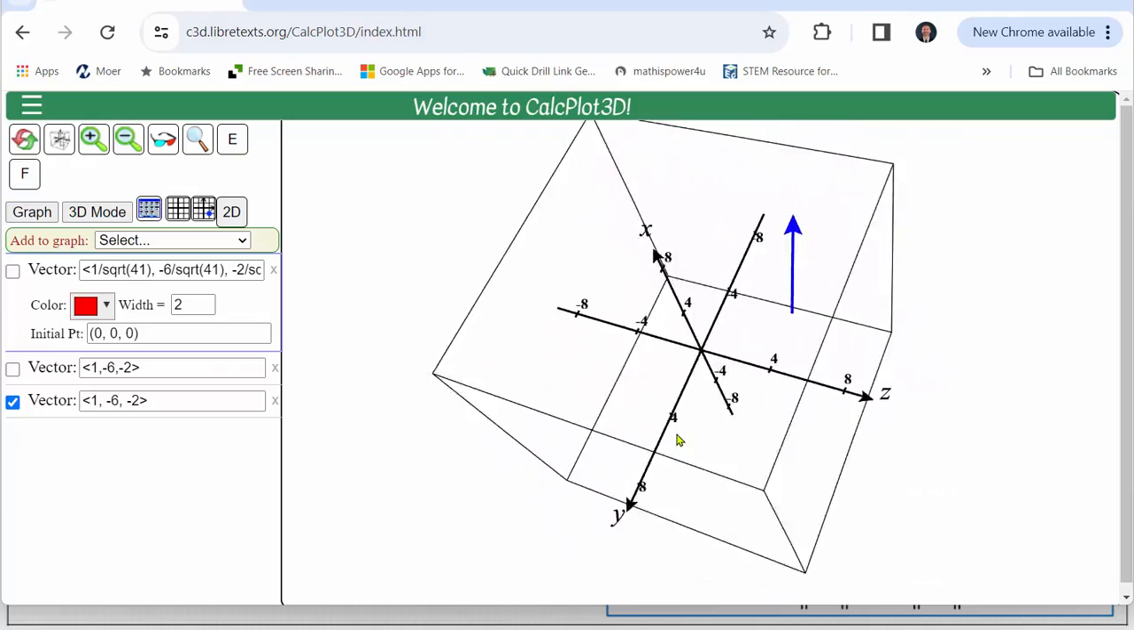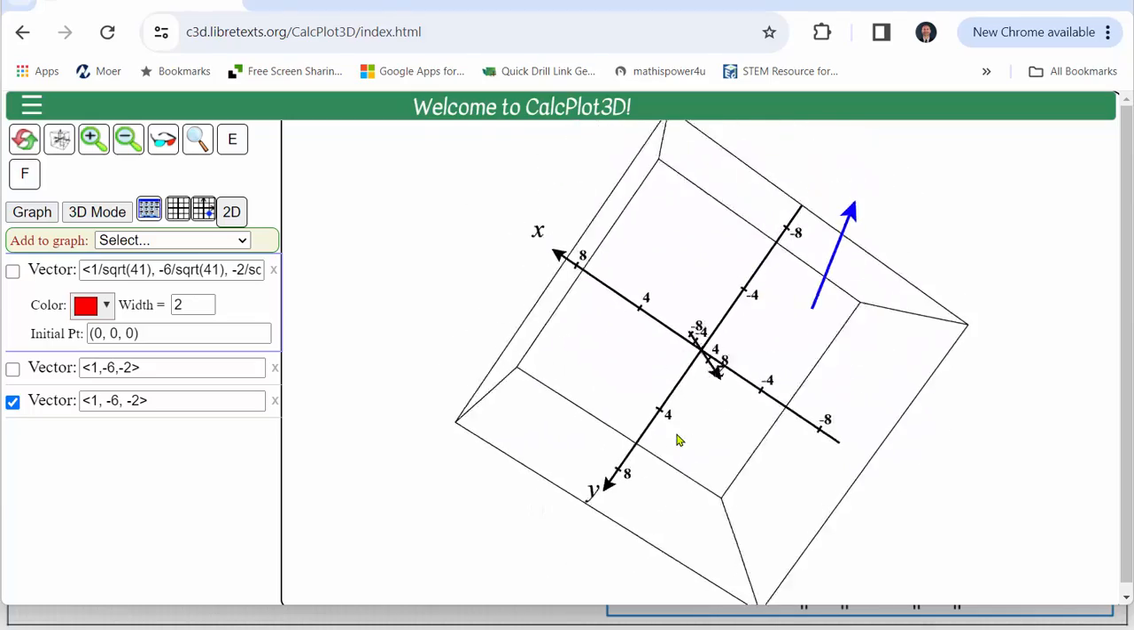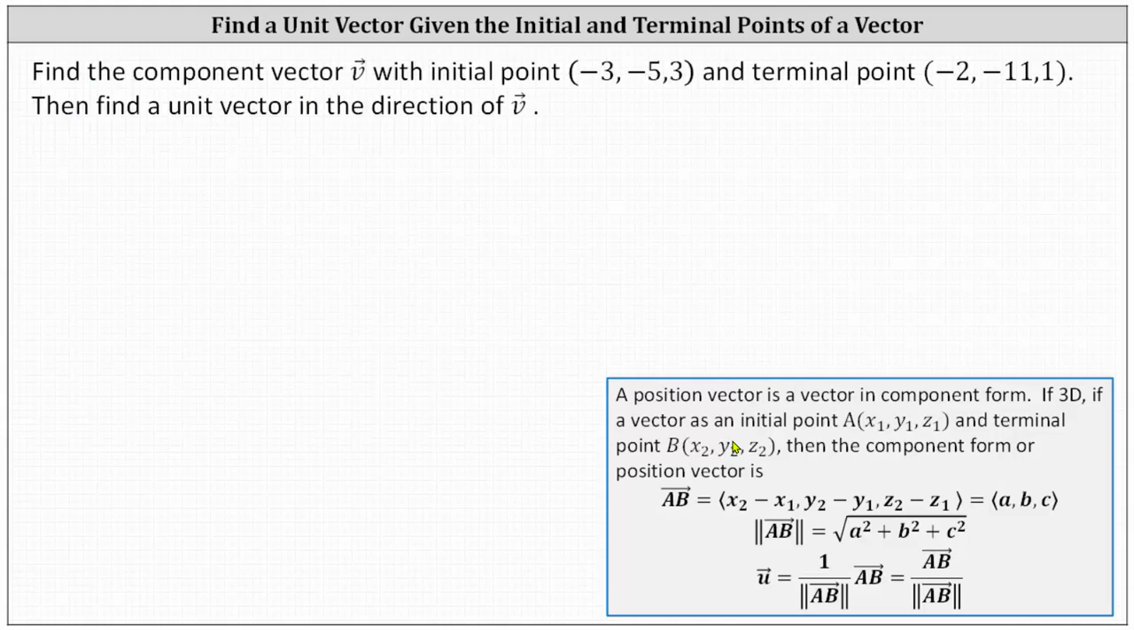We now want to find vector v in component form, meaning if we graph vector v in component form, it would be the equivalent vector with the initial point at the origin. To find the x, y, and z components of vector v, we take the coordinates of the terminal point and subtract the corresponding coordinates of the initial point. Let's label the initial point, point A, which is the point (-3, -5, 3). Let's label the terminal point, point B, which is (-2, -11, 1).